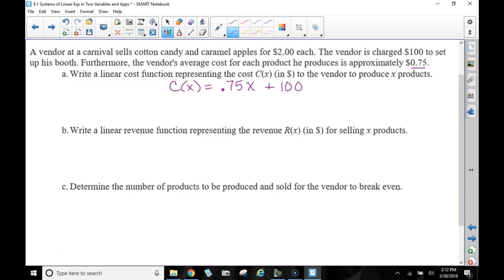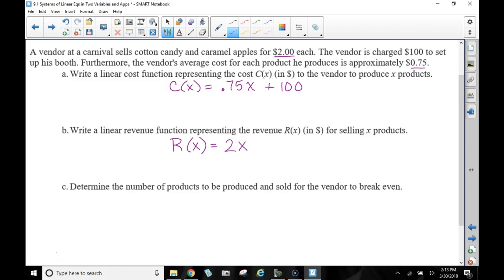So that's his total cost if he's going to be making this stuff and selling this stuff. On part B, it says write a linear revenue function representing the revenue, R of X in dollars, for selling X products. Well, he's going to sell those for $2 each. So his revenue for selling X products is $2 each times the number of products, X. So 2X. Now, on part C, determine the number of products to be sold. Determine X. X is the number of products to be sold for the vendor to break even.